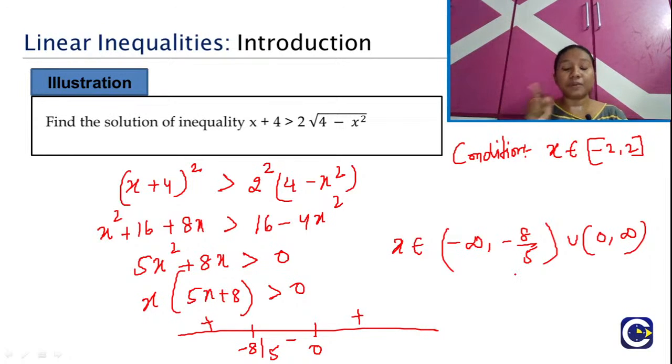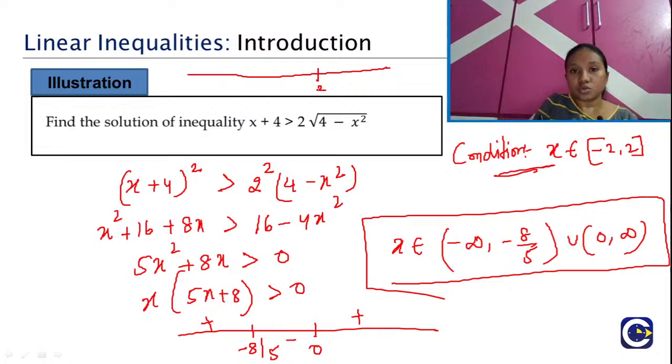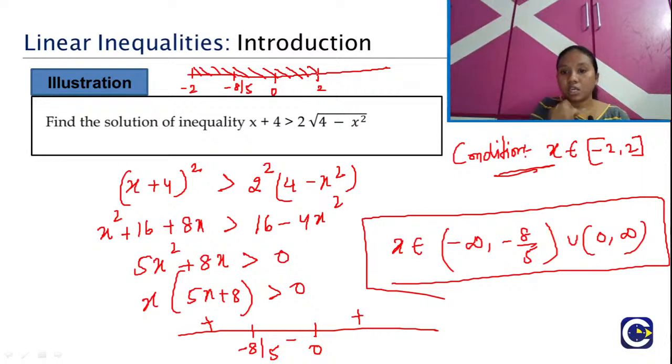But this solution will be valid only if I have this condition. So what will be my final thing? My final will be the intersection of the solution of this inequality as well as my condition. So let's take the intersection. I am having 2 here, I am having 0 here, minus 8 by 5 will be somewhere here, and I'll be having minus 2 here. So the first one is in between minus 2 and 2, and the second one is minus infinity to minus 8 by 5 and then 0 to infinity.